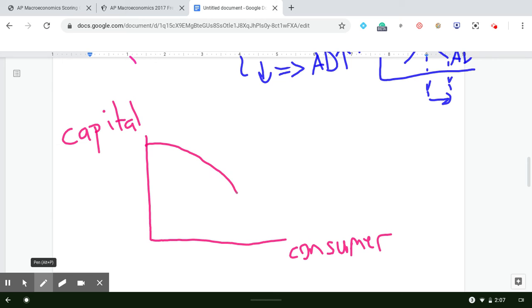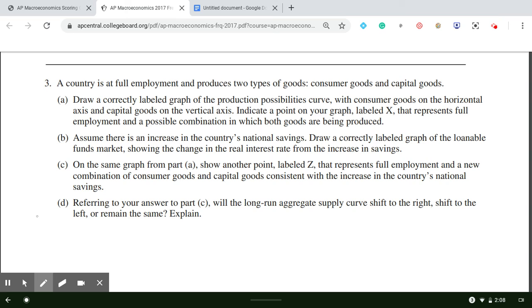We're going to have this because, again, it didn't say anything about opportunity costs, so let's assume increasing opportunity costs. Also, we're not doing any trade stuff here. They didn't really give us any numbers, so it's better just to use this. And then we're going to choose X somewhere in between. It has to be on the curve to show that this is full employment. And then it can't be up here. It can't be only capital or only consumer because it said that we want a combination of both. But anywhere else on that curve would work.